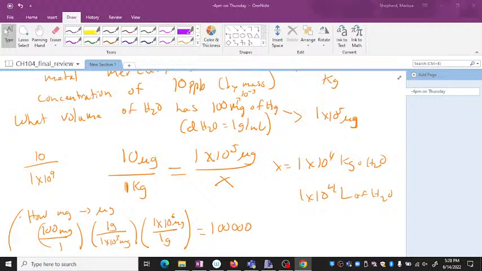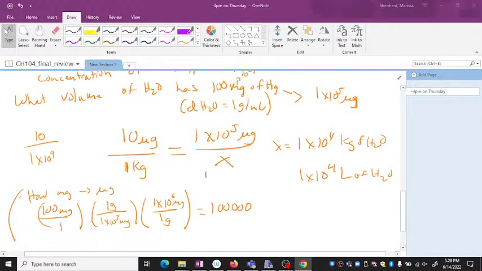So does that make sense? What's the difference between kg, kilograms and the H2O? So no questions on this one?